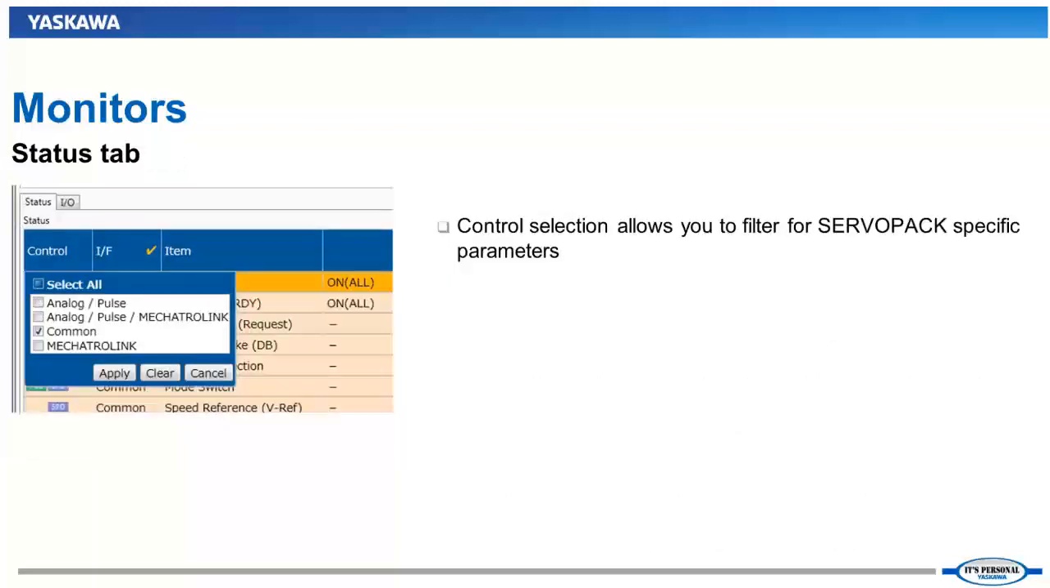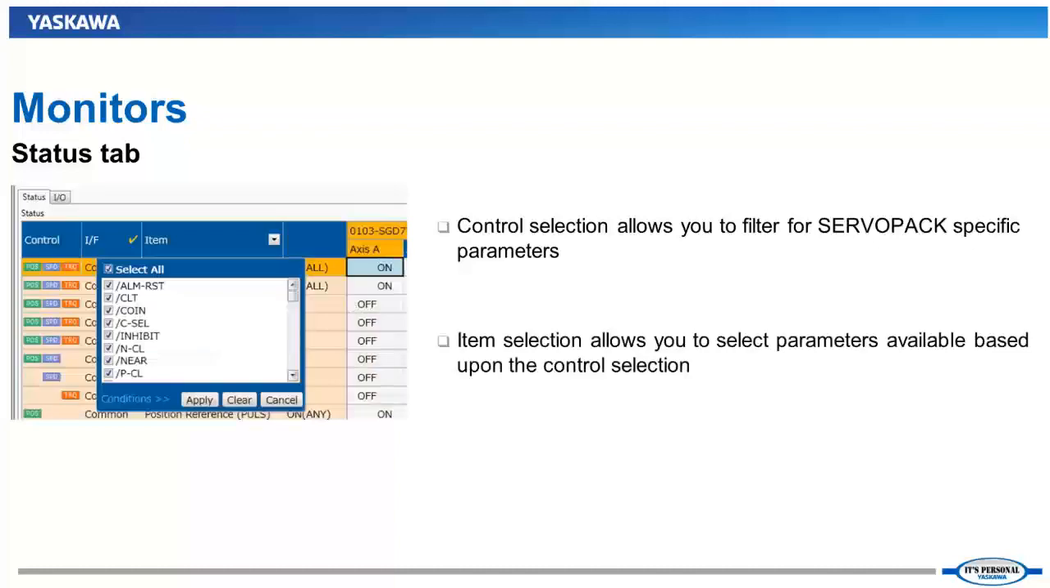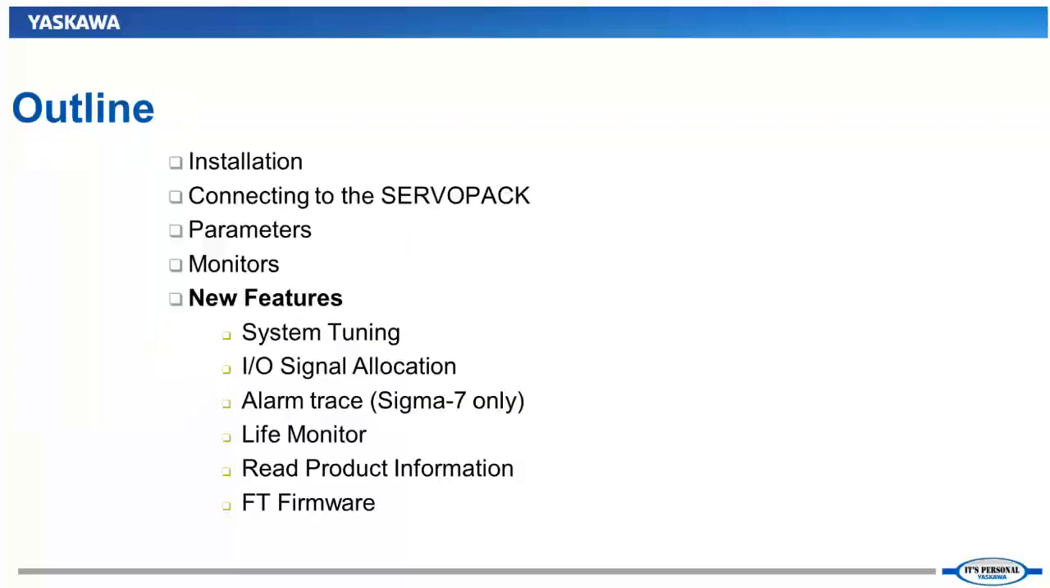The status tab has a similar filter system. So you've got your control method, and from that we'll select the different items that you can select from.